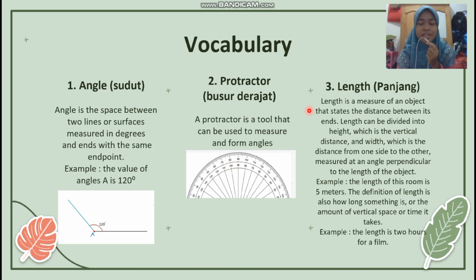The next is length, which means panjang. Length is a measure of an object that states the distance between its ends. A length can be divided into height, which is the vertical distance, and width, which is the distance from one side to the other, measured at an angle perpendicular to the length of the object. Example, the length of this room is 5 meters. The definition of length is also how long something is, or the amount of vertical space or time it takes. Example, the length is 2 hours for a film.